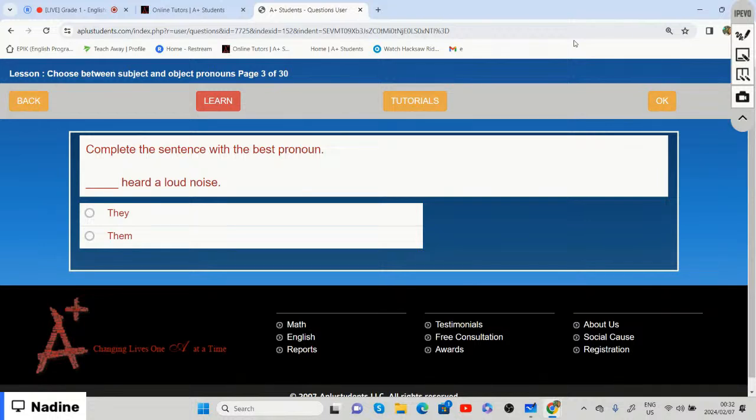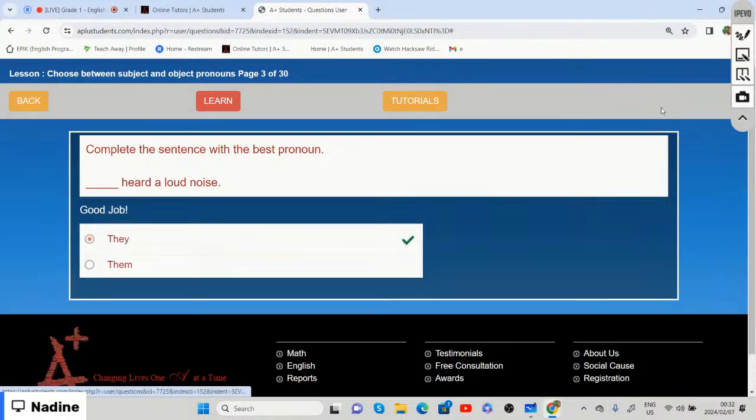So do we say they heard a loud noise or them heard a loud noise? And we can go with they heard a loud noise. And they is correct.